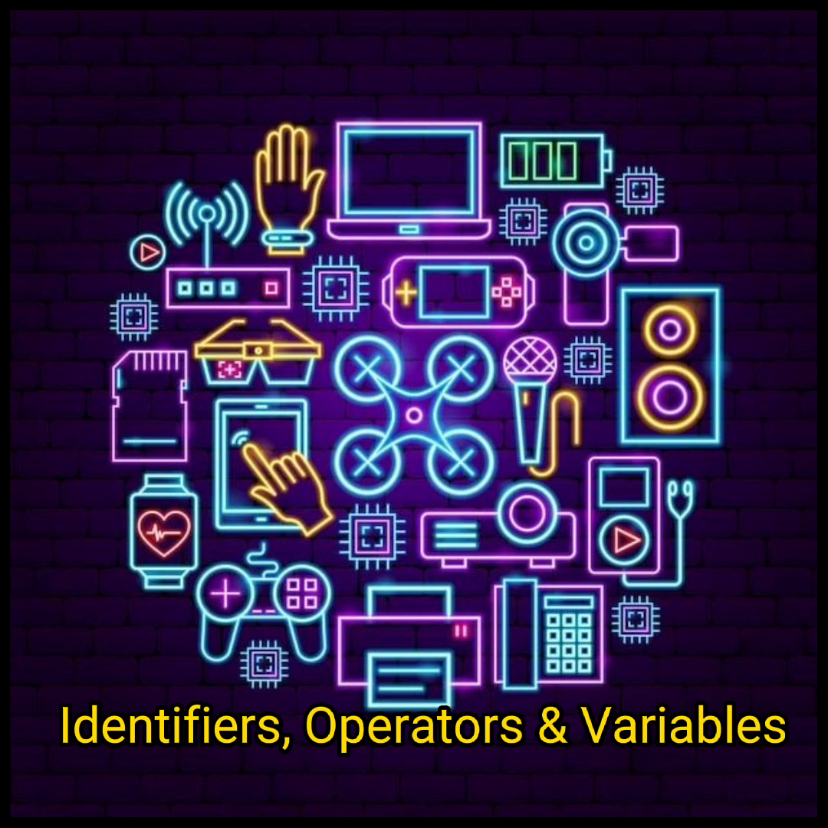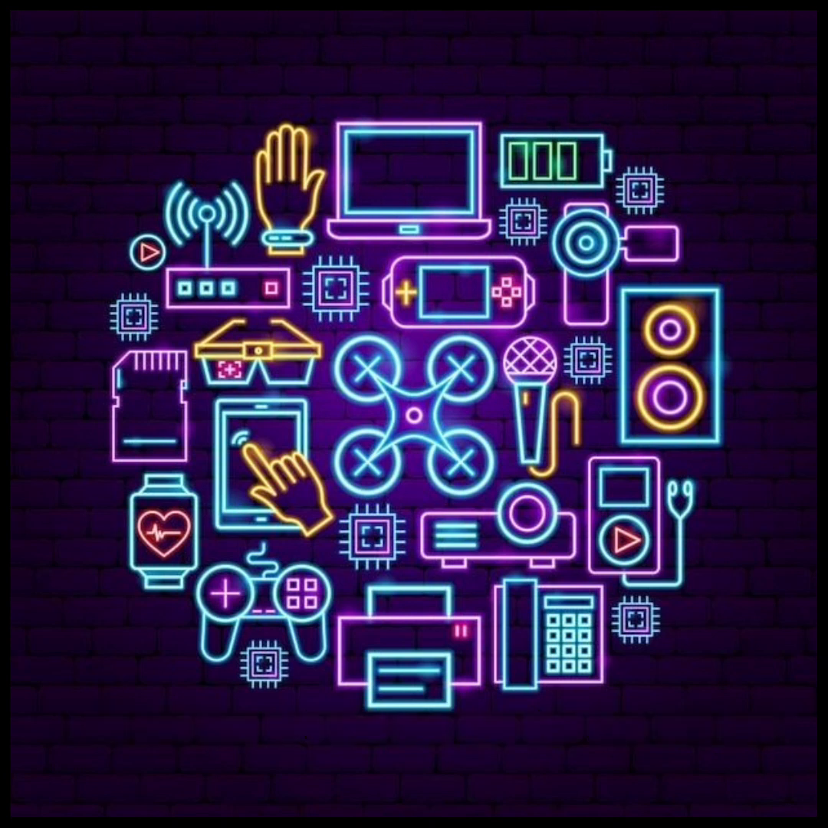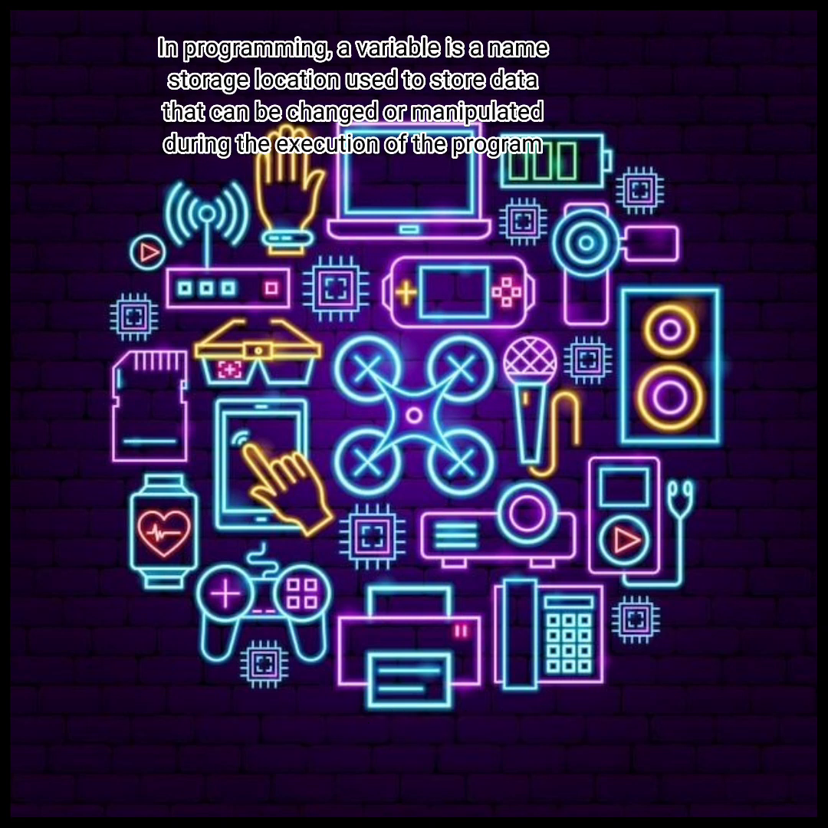Next topic is identifiers, operators, and variables. What are variables? In programming, a variable is a named storage location used to store data that can be changed or manipulated during the execution of the program.